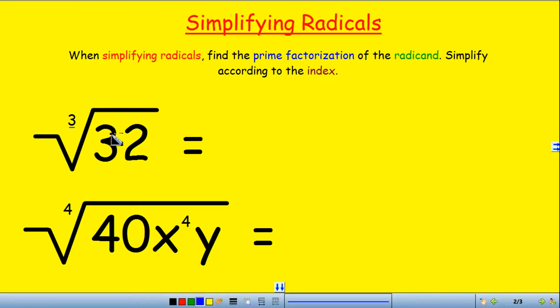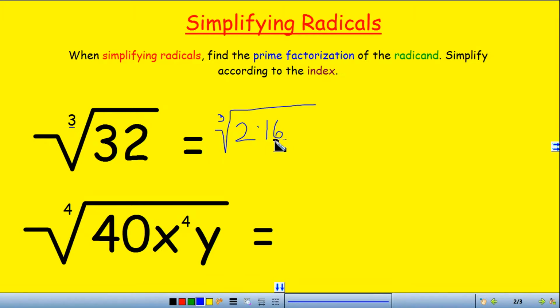First of all, we want to know the prime factorization of 32. That means I want to break it down a little more. I need to find the prime factors of the number 32. Now, 32 is even, so I know that 2 can be divided evenly into 32. That would be 2 times 16.